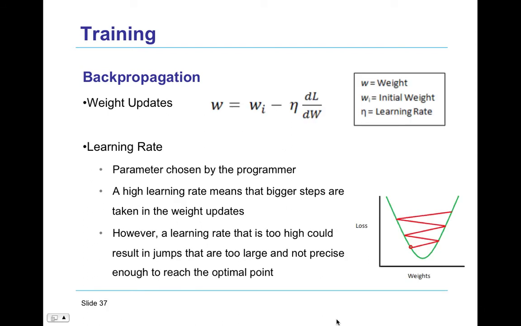And other parameters, so after you have this gradient, what you're going to do is update the weights. And the way that you do that, it's the new weight is going to be the initial one minus a learning rate and this derivative. So this learning rate, it's another parameter that we have to set also.